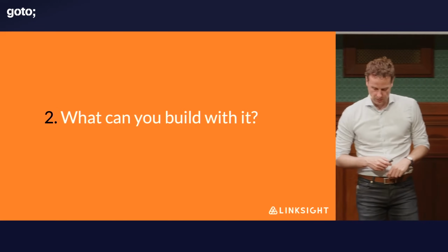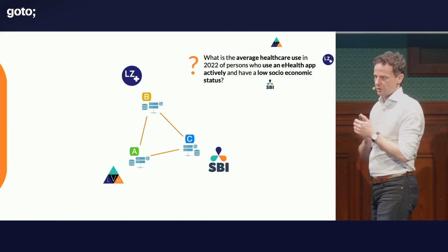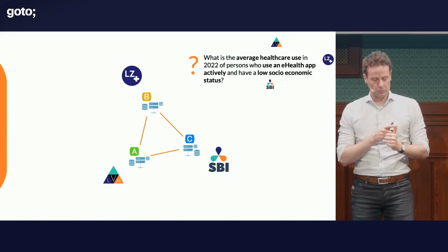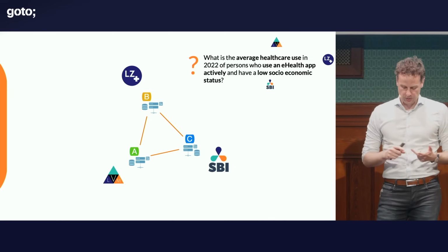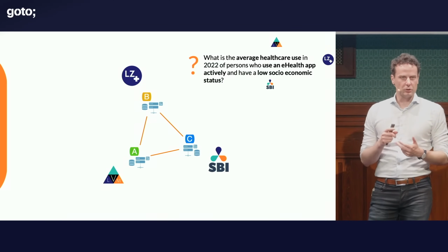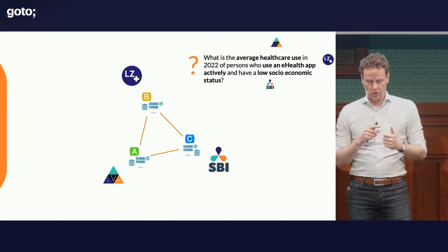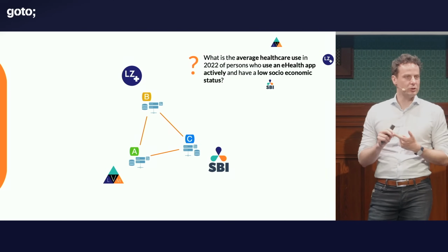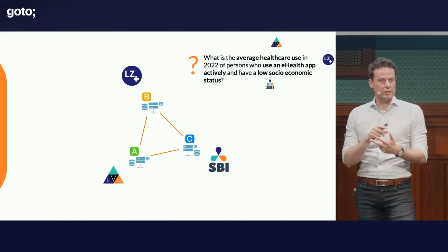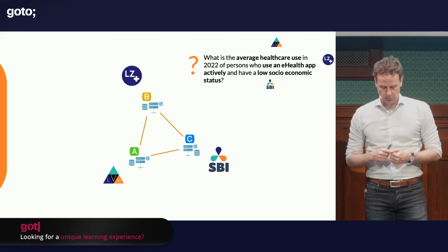Let me show you. Suppose you have three organizations. These are fictitious organizations. We have at the top a hospital. At the bottom, we have a healthcare provider and a statistical bureau. And suppose you want to ask the question, what is the average healthcare cost or use in 2022 of persons who use an e-health app actively and have a low socioeconomic status? As you can see in this sentence, there are three data points from three different parties, and that is what we want to compute.